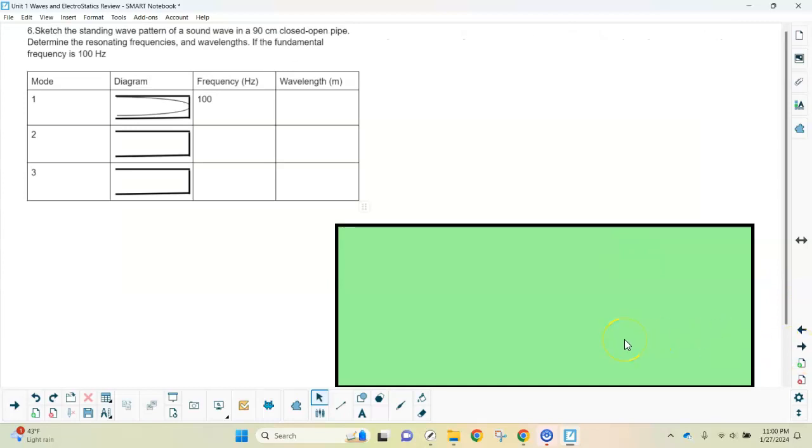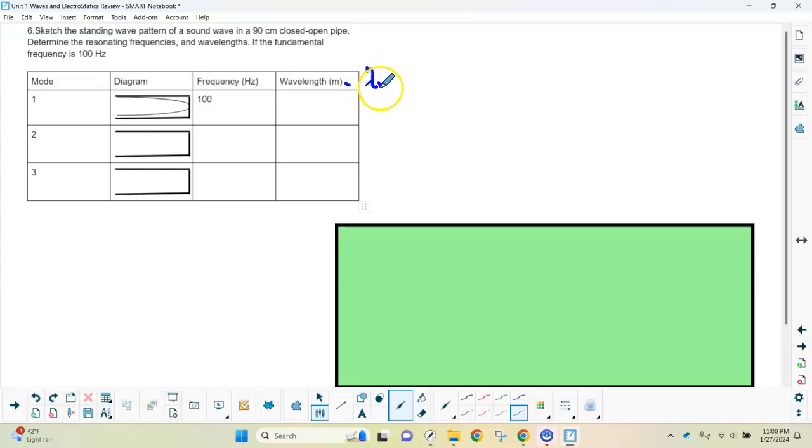Continuing on, 6 is talking about sketching wave patterns. Again, this time it's the open-closed tube, or closed-open tube. So I already drew the first one in as an example of what you're trying to draw. So that frequency is 100. It says that we have to figure out the wavelength.